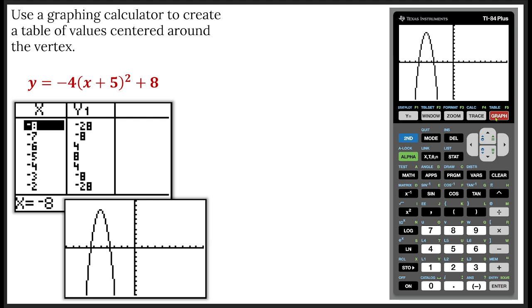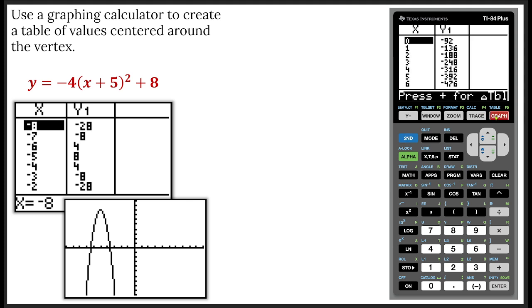Right above the word graph on your graph button in blue, it says the word table. If I want to get to the blue table feature, I need to click the second key followed by the graph button again. And then it takes me to a table. Now these numbers look really scary. Well, that's because we're not centered around our vertex right now.